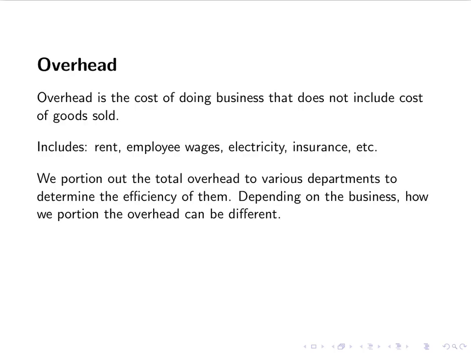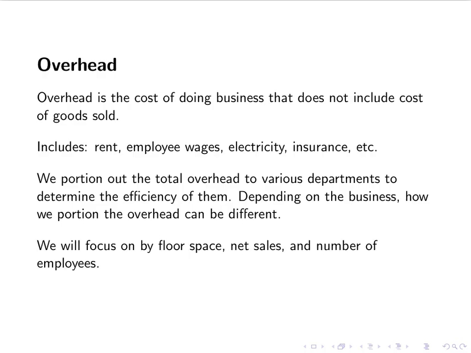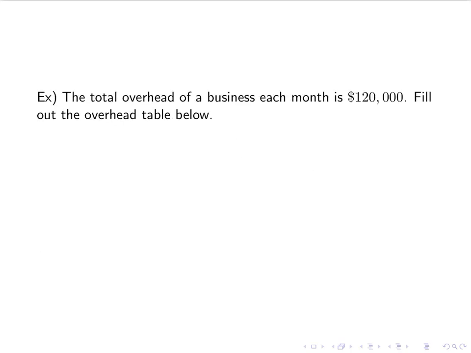What we do is we portion out the overhead to various departments to determine the efficiency of them. How you portion them out depends on the business and what makes more sense for your type of business. We're going to focus on 3 ways. The first is by floor space, then by net sales, and then the number of employees. The process will be the same. The only difference is one column in our table. So I'll show you what I mean in an example.